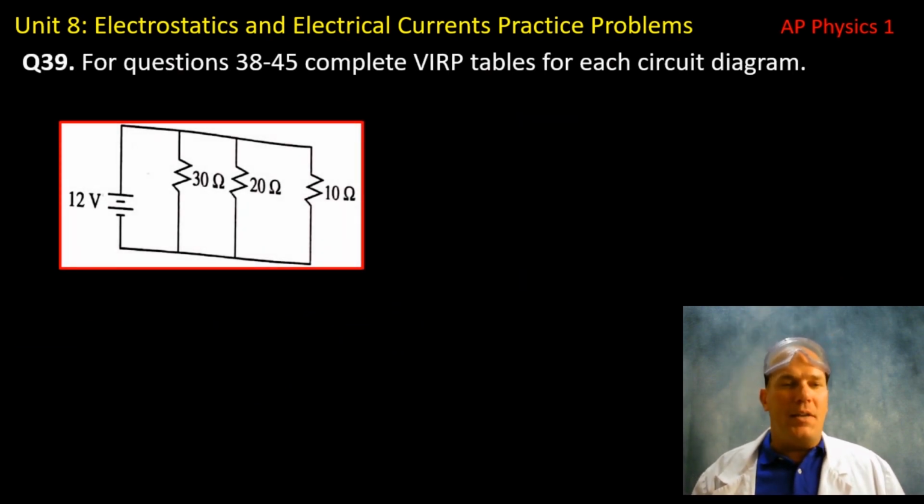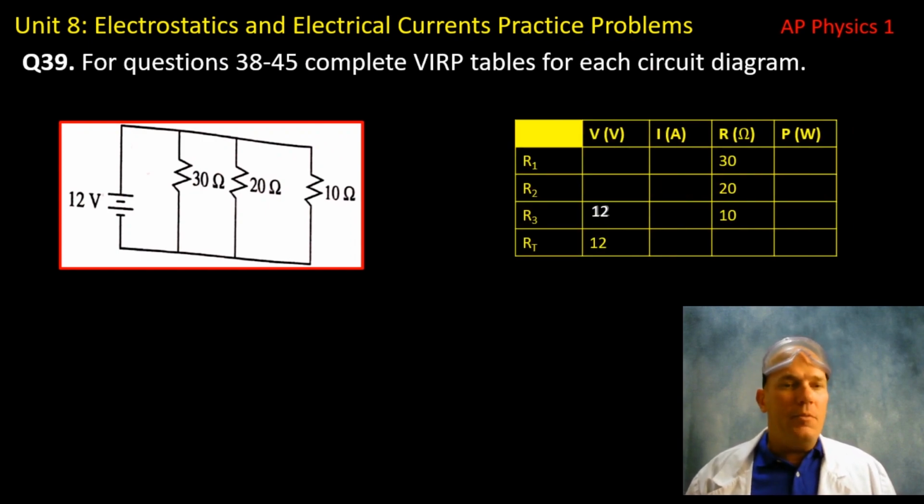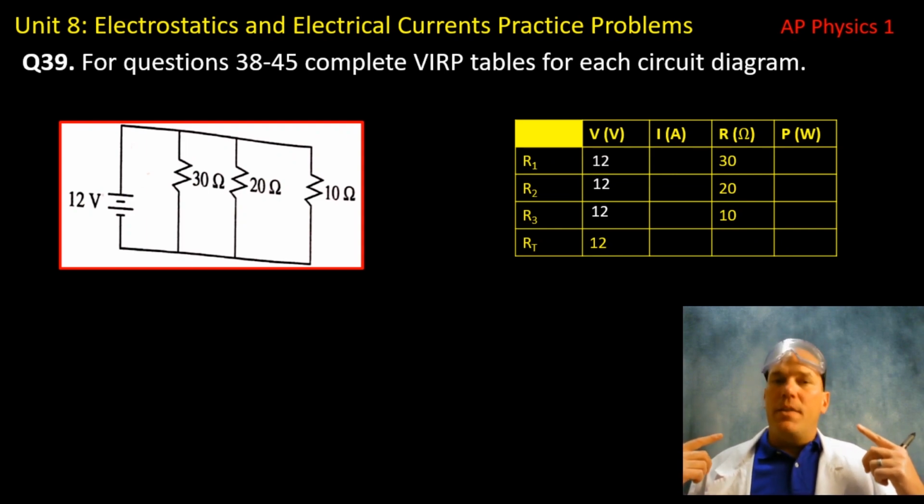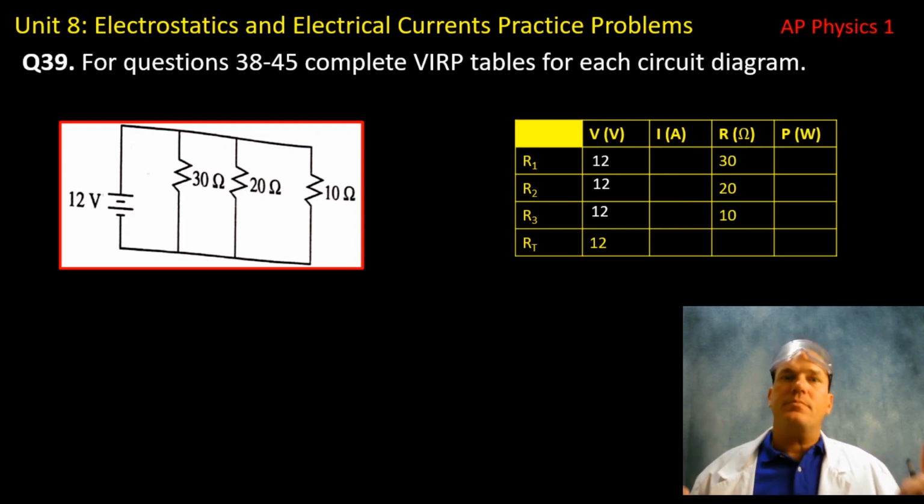Question 39, we have a circuit here. Let's get a VERP table going, and we know the value of the three resistors. They are all in parallel. The total potential difference is 12 volts, and because they're all in parallel, the voltage drop across each individual resistor will also be 12 volts.